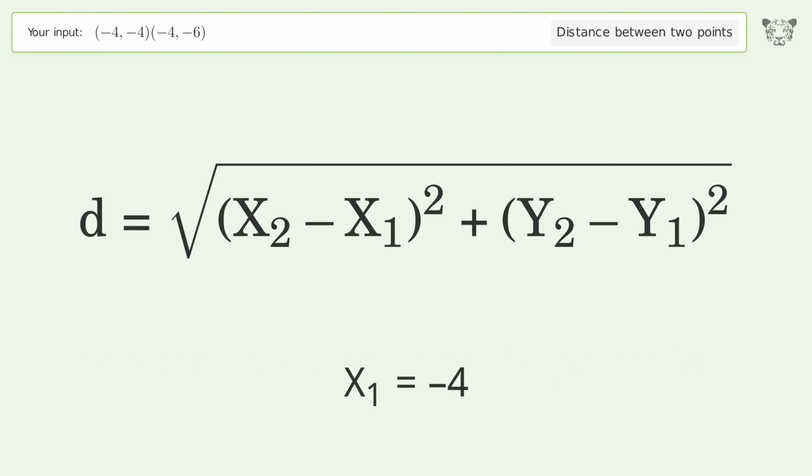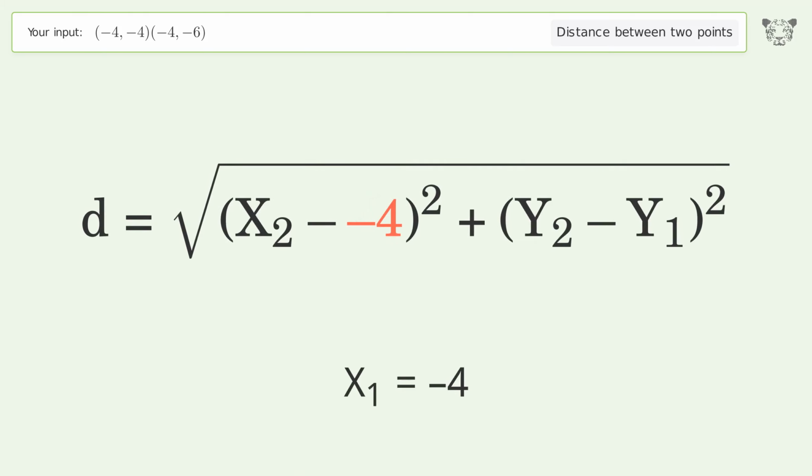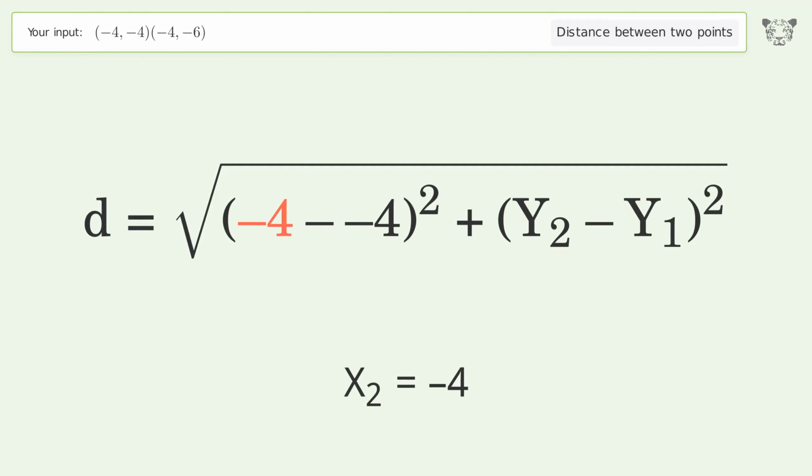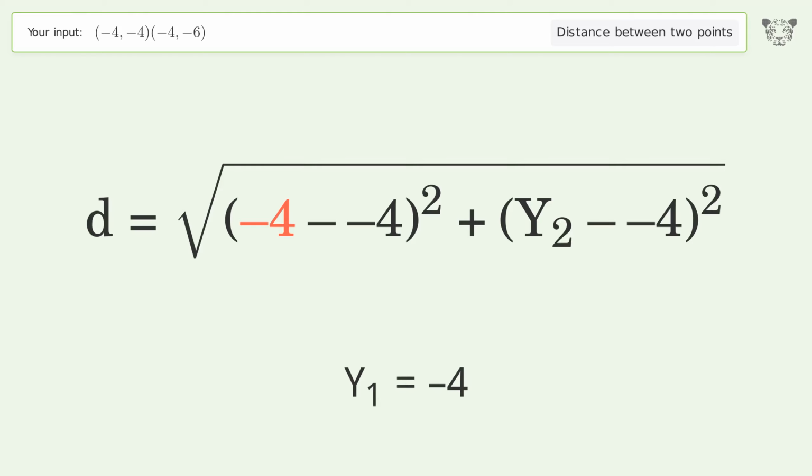x1 equals -4. x2 equals -4. y1 equals -4. y2 equals -6.